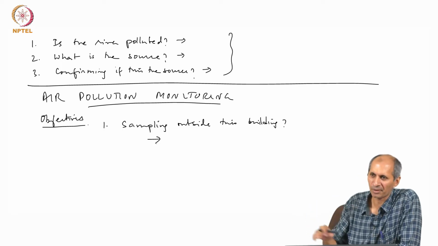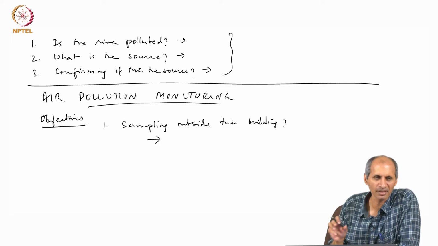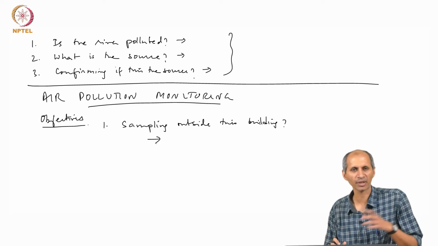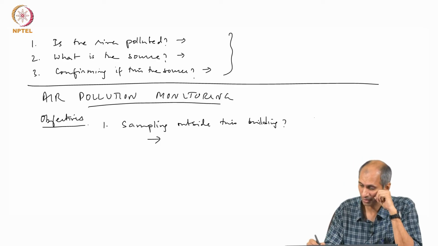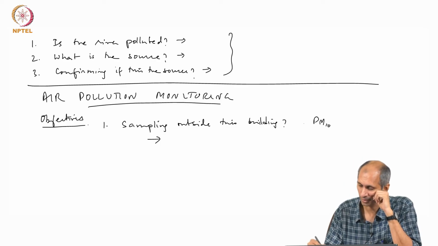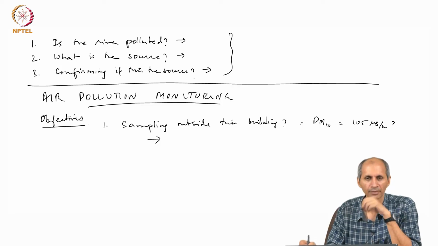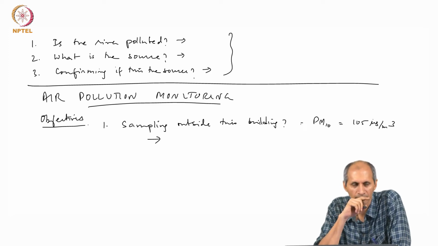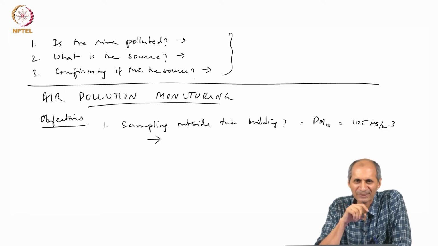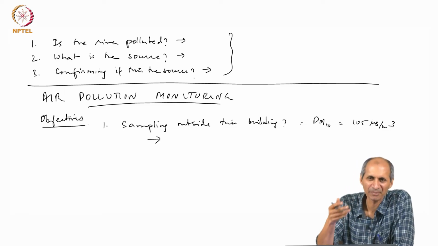There are a number of follow-up questions to this. What is this data? What does it mean? If I go and sample there, I will give you a number. I will say PM10 concentration is 105 micrograms per meter cube. Okay, some number. What does this mean? Well, that has to mean something. I am giving you a number, it has to mean something.